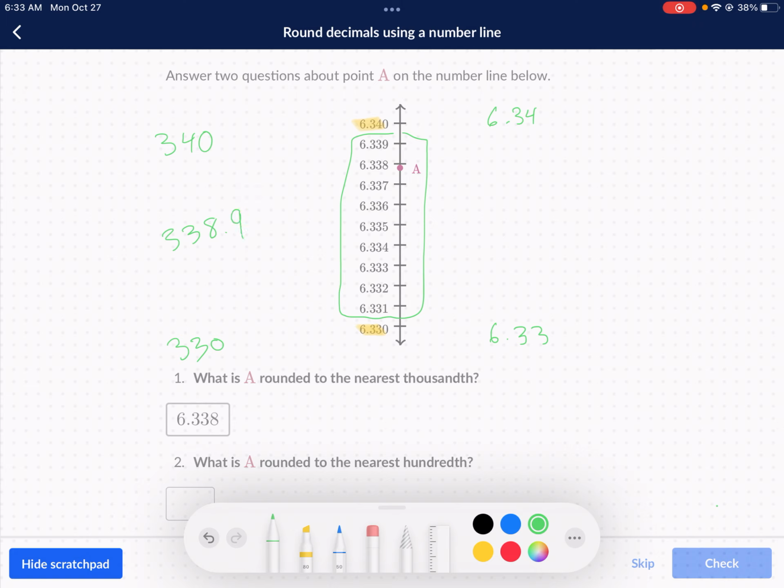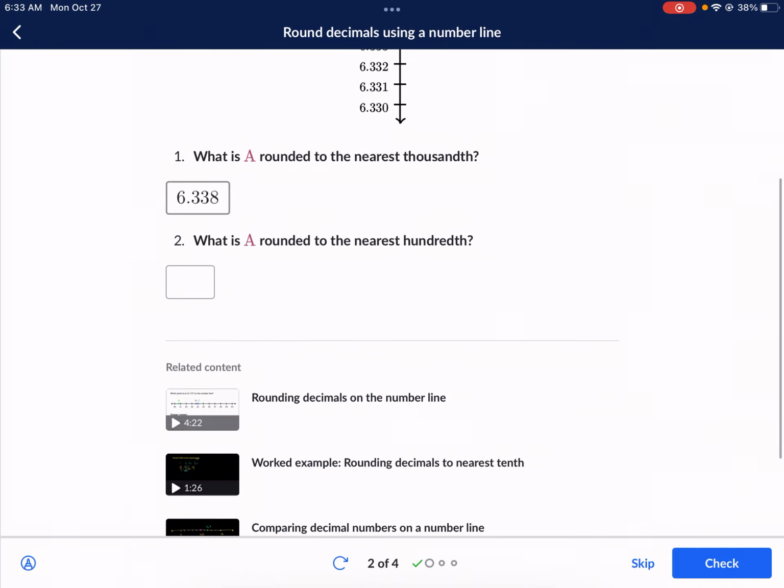So which one of these hundredths is it closest to? The 340, again, there's hundredths and there's hundredths expressed this way. Is it closer to 340 or 330? Obviously, the 340, right? It's almost to it. It's a short distance there. It's a long distance there. 6.34 is the answer.